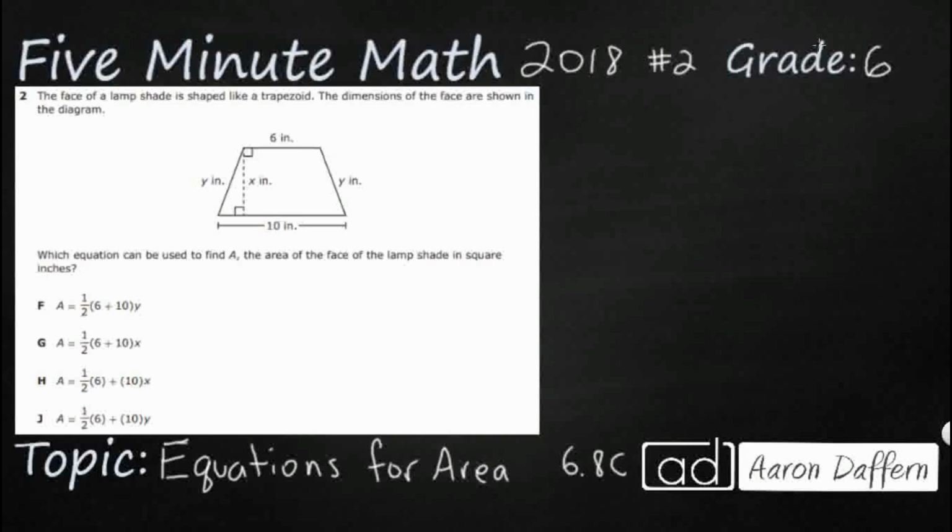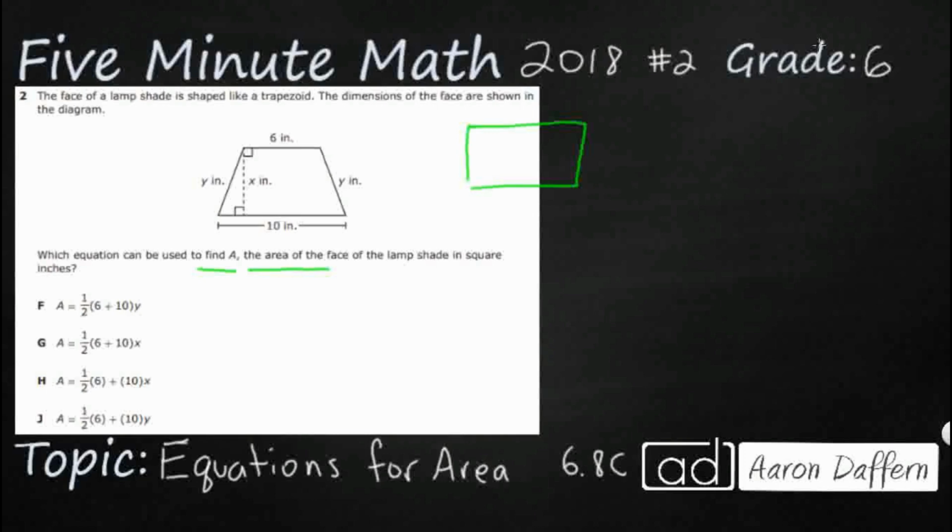So we have a trapezoid here, and we need to find the equation to find A, the area. Now here's the thing, we actually have this equation on our 6th grade formula chart. All we need to do is apply it correctly. There's really only one trick with the area of a trapezoid. But in order to relate it to something that we know, let's first look at a rectangle.